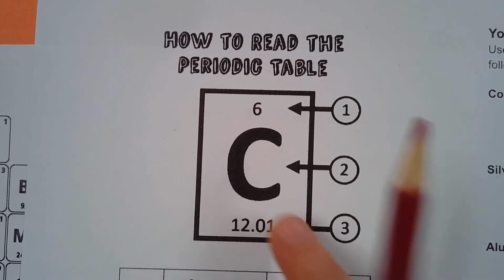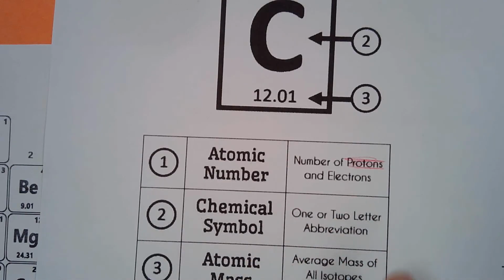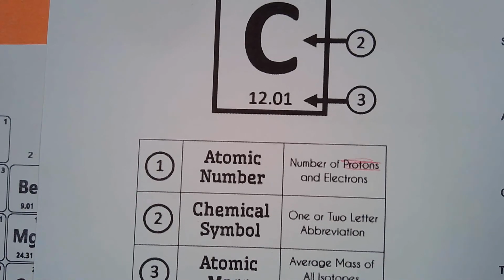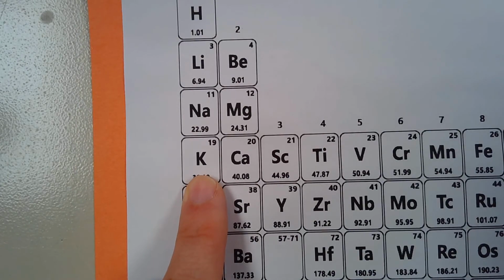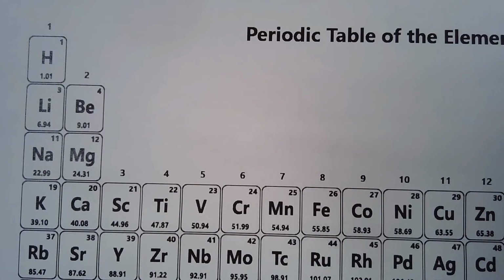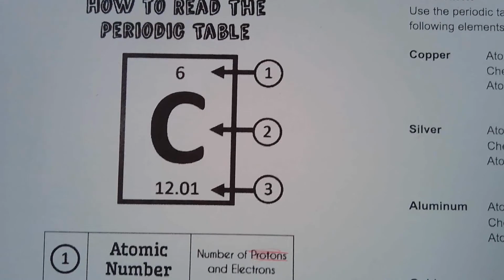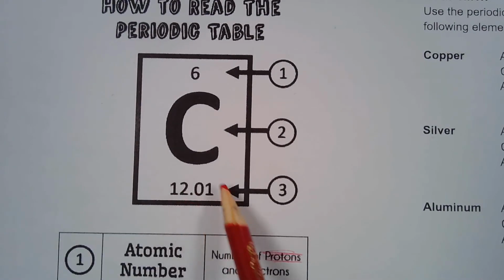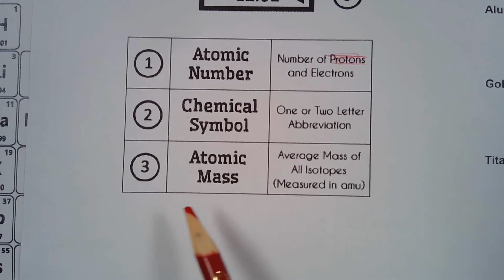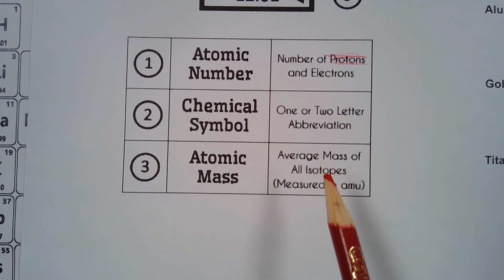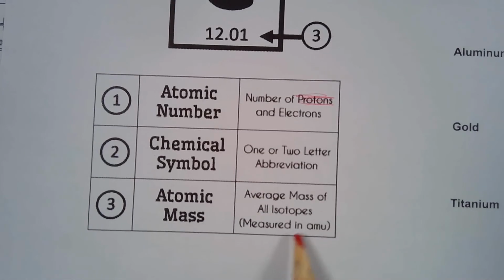The next one is the chemical symbol, it's a 1 or 2 letter abbreviation. So carbon is pretty easy, it's just a C, but some of them, like K, that's potassium. So not all of them are shortened abbreviations of them. And then the last bit of information, this right here, this 12.01, that is the atomic mass. So that's the average mass of that one atom. And it's in AMU, that's the unit.